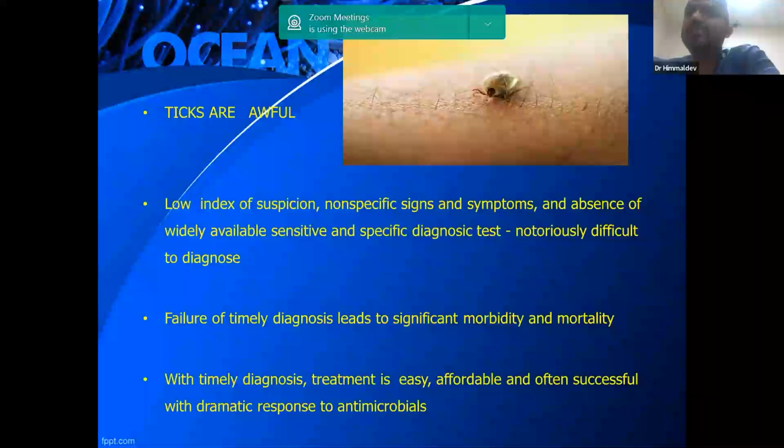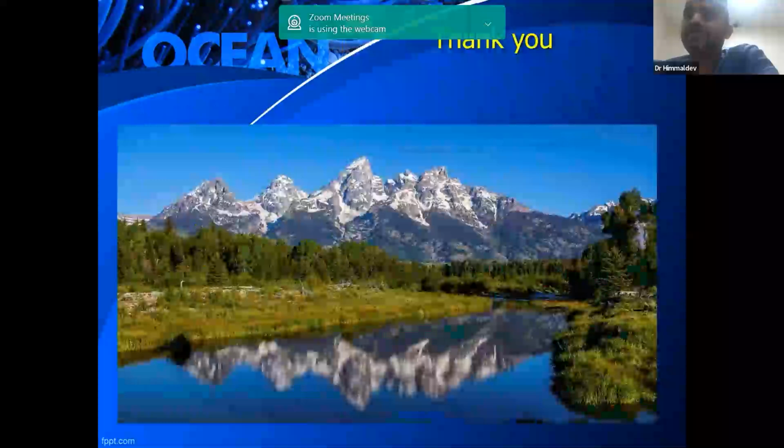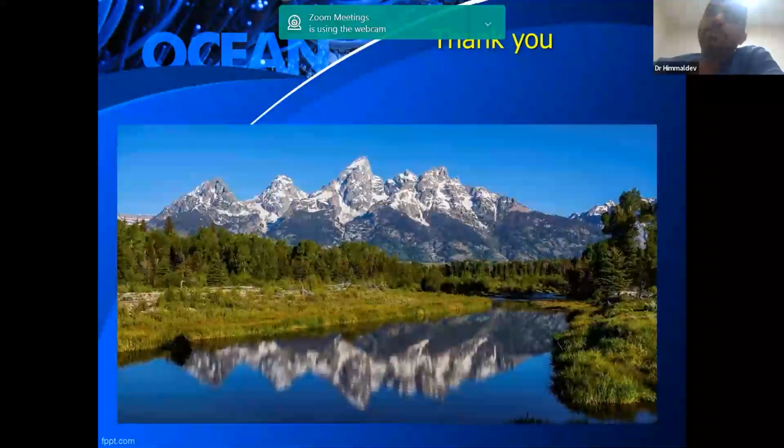Failure of timely diagnosis leads to significant mortality and morbidity, which I told you already. With timely diagnosis, treatment is easy and affordable. It's not a very expensive treatment at all. Doxycycline is cheaper, and often there will be a successful dramatic response to these antimicrobials. There will be a rapid defervescence, and they get better very fast. Okay, so that's about the tropical infections. I won't go into details of dengue and leptospira, because it's a different topic in itself.